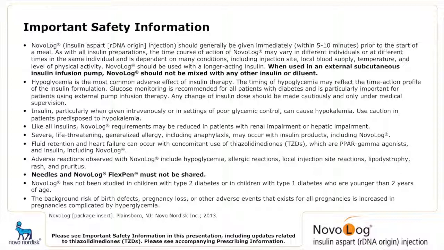Like all insulins, Novolog requirements may be reduced in patients with renal impairment or hepatic impairment. Severe life-threatening generalized allergy, including anaphylaxis, may occur with insulin products, including Novolog. Fluid retention and heart failure can occur with concomitant use of thiazolidinediones, which are PPAR gamma agonists, and insulin, including Novolog. Adverse reactions observed with Novolog include hypoglycemia, allergic reactions, local injection site reactions, lipodystrophy, rash, and pruritus.